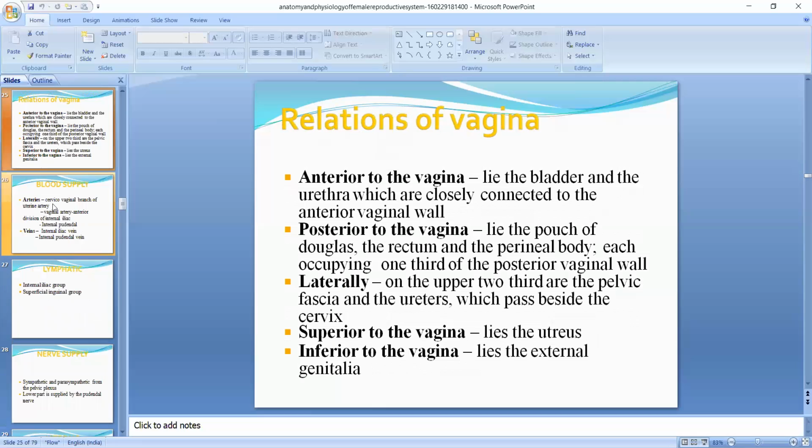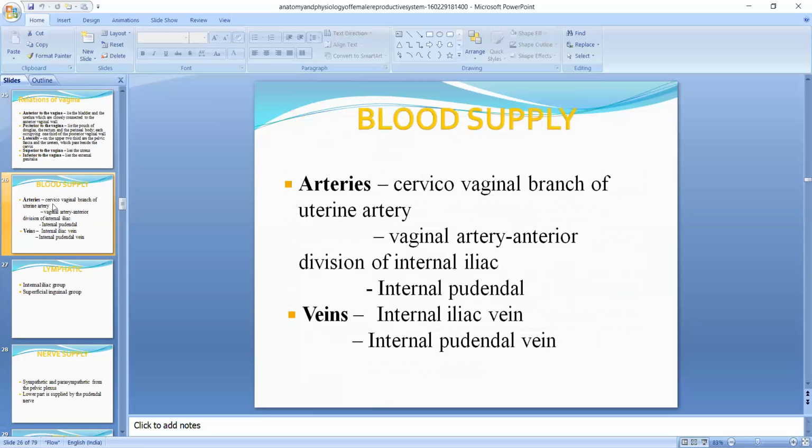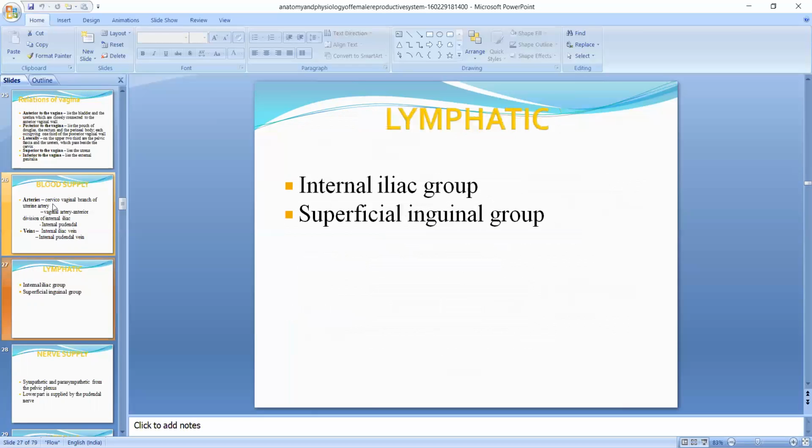Relations of the vagina: anteriorly it is related to the bladder, posteriorly to the rectum and perineal body, and laterally to the pelvic fascia and ureter. Superior to the vagina there is the uterus, and inferior to the vagina there is the external genitalia. Blood supply: we can see here all the branches of the internal iliac artery; it is supplied by the uterine artery and some of its branches, and it also drains into the internal iliac vein and internal pudendal vein.